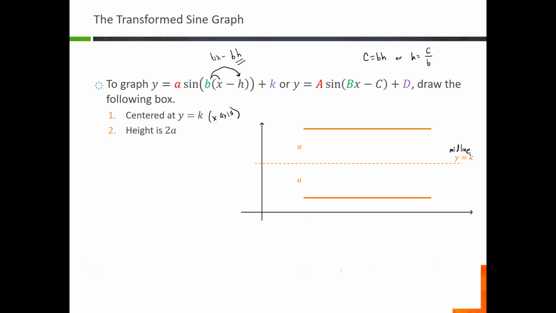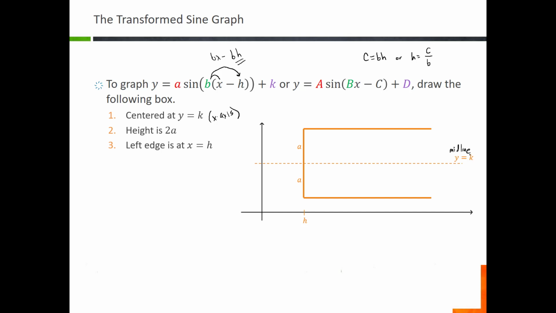The next part that we need to figure out is where the left edge of our graph is. So I'm creating this box here is the idea. The left edge of the box occurs wherever the phase shift is, whatever h is. It can be positive or negative. In my illustration, it's a positive value, but that's okay. So the left edge of the box is at your h value.